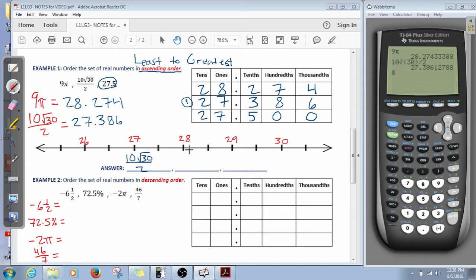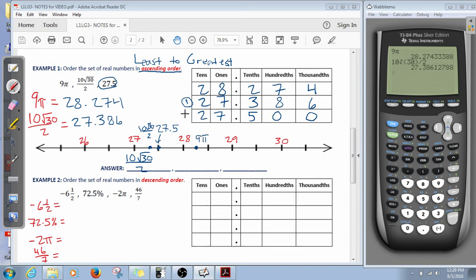That's my smallest number. Where does that fit onto my number line that I already wrote? Okay, well, 27's here, 28's here. That means that right smack in the middle would be 27.5. This is a little bit less than that, so about here would be the 10 square root of 30 over 2. So this is 27.5. So I can see that this is smaller than this. And then 28.274 would be somewhere in between 28 and 28.5, so somewhere about here would be 9 pi.